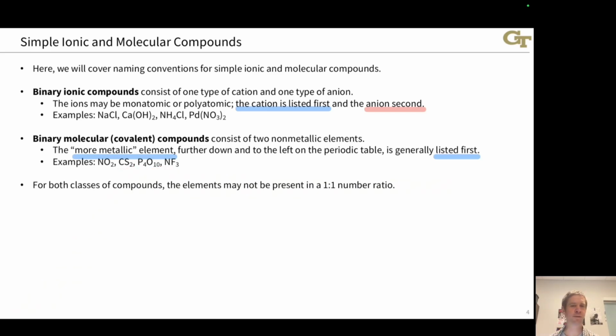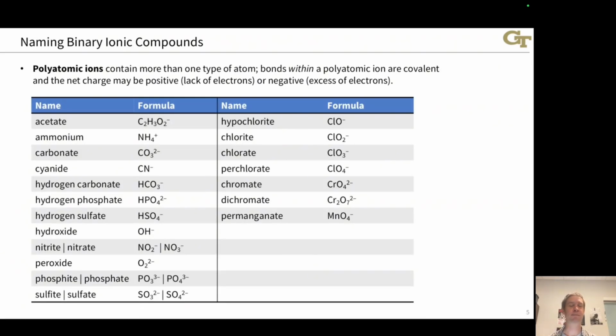And notice in all of these, the number ratio of the two elements is not 1-to-1. These are still binary molecular compounds, though, because they only contain two types of elements. It's worth pausing the video and checking out a periodic table to verify that the more metallic element in each case is listed first in these formulas, and the same will hold true in the name. All right, let's get into the binary ionic compounds now.